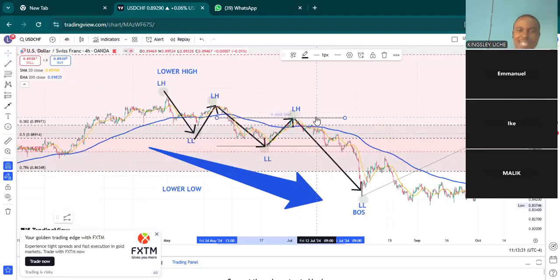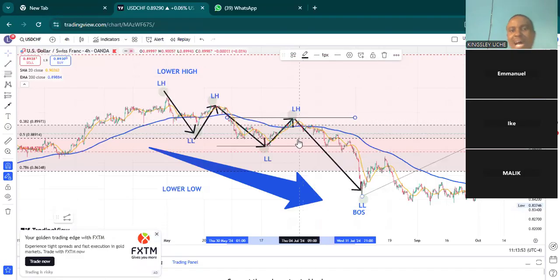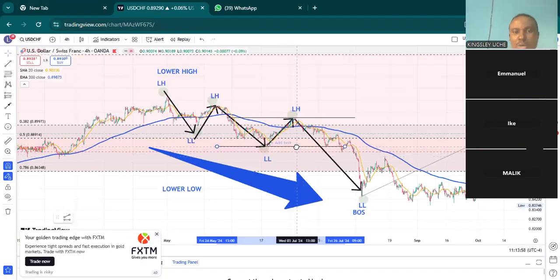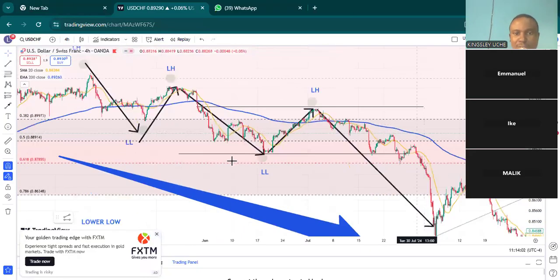In the uptrend markets, I said we need to put them on a higher high and a higher low. That's for the uptrend. Now, for the downtrend market, we need to put one of the horizontal lines at a lower high, which is this one we put here. And the second horizontal line, we need to put it on the lower low, here. Lower high, lower low.